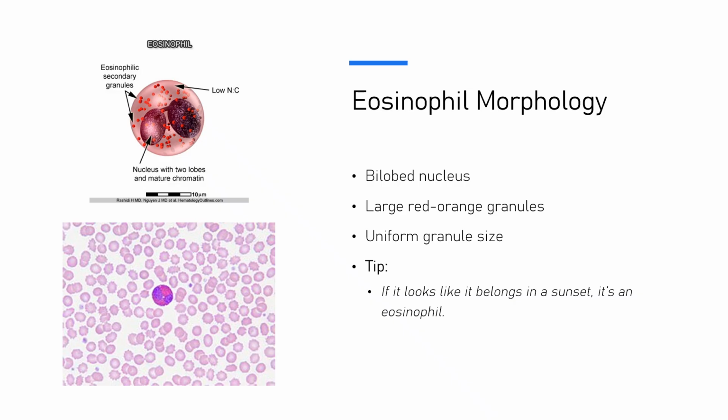Another important point is that the granules are usually fairly uniform in size and distribution, which helps distinguish eosinophils from other granulocytes. Here's a simple visual tip that many hematology students remember. If the cell looks like it belongs in a sunset painting, it's probably an eosinophil. Bright red-orange granules plus a bilobed nucleus is the classic eosinophil look. And once you've seen a few eosinophils on a smear, they become one of the easiest leukocytes to identify during a differential count.